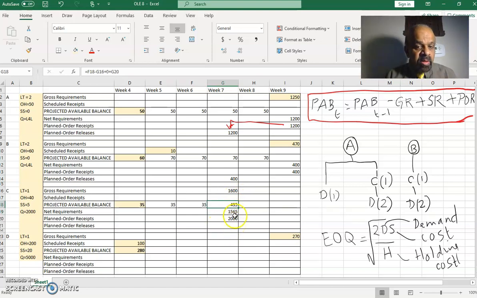Now, let's not forget to order C. 2,000 in week 7 is needed. The lead time is 1 week, so I have to release a purchase order or planned order in week 6. So I need to order 2,000 here. My projected available balance for week 8 is going to be the same 435 because I don't have any other activity, and it is going to be the same 435 here too. Now, let me do D. I'm going to do D in the next video.